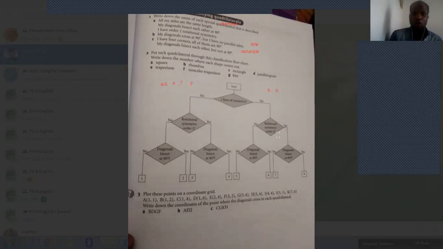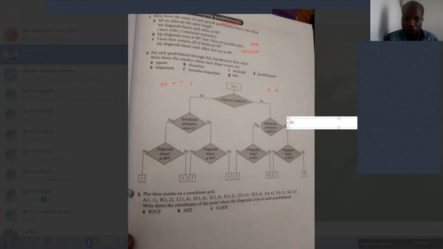Right, let's go down again to those which are yes. Rotational symmetry of order 2. Which of these shapes? B and C, rhombus and rectangle. Order 2 is a rhombus. So a rhombus is yes. We're going to put it here, B. Then what of a rectangle, C? Does it have order 2? Yes, it has. A rhombus and C.